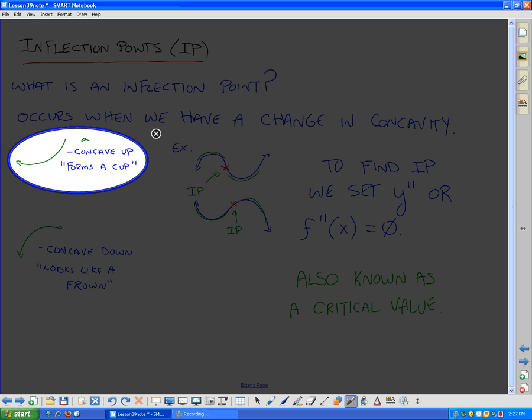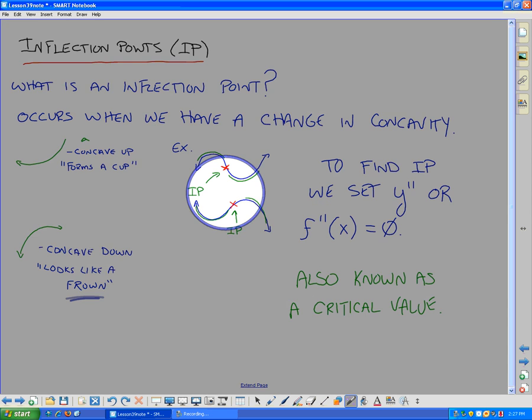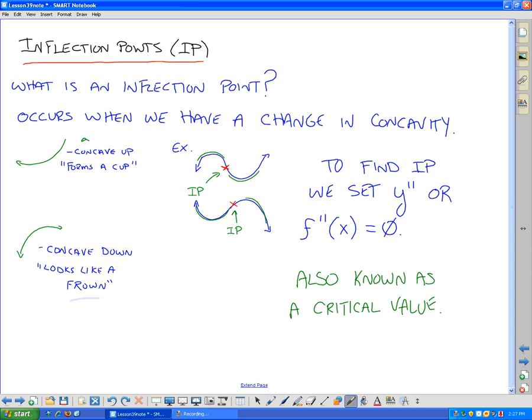This is called concave up. It forms a cup, something you can fill. So that's concave up. Concave down is when the water falls out of the cup, or as in previous classes, it looks like a frown. So an inflection point, when I'm looking right here, is when you go from a frown to a smile, or an upside down cup to a right side cup.